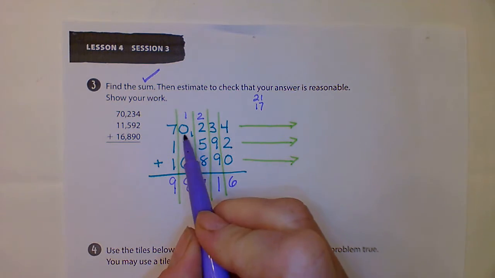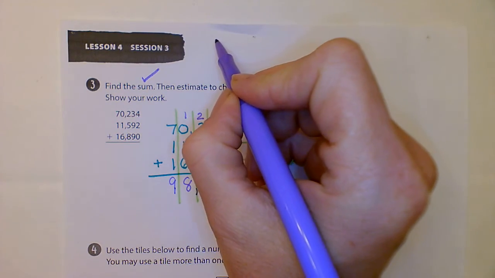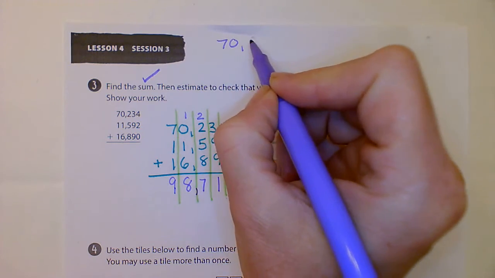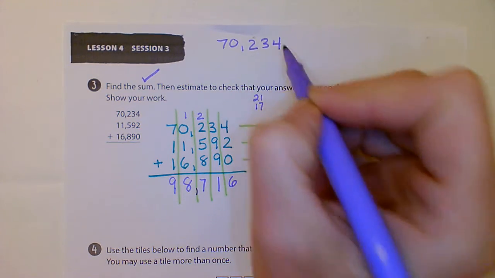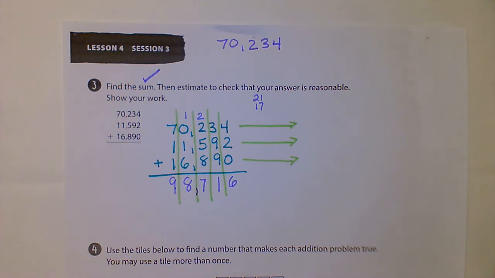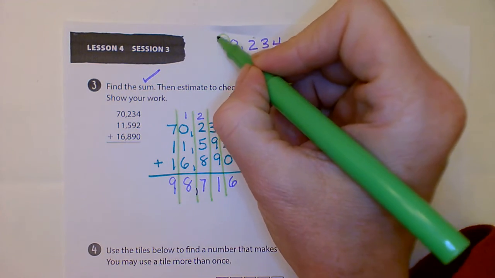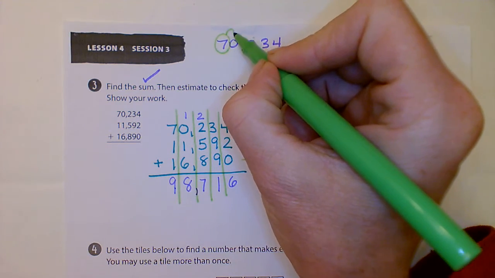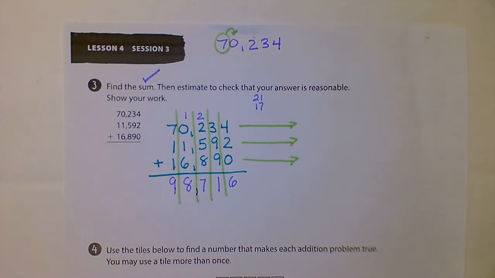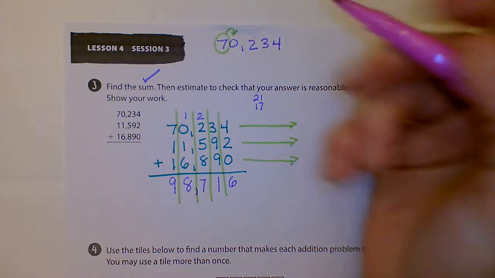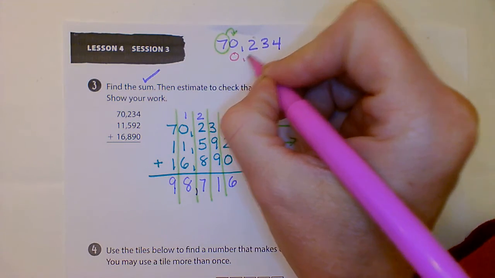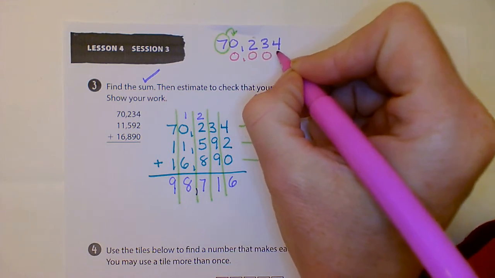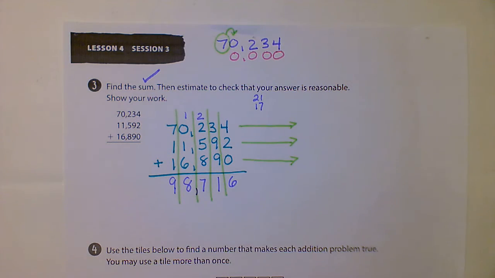So I'm going to start with 70,234. And if I want to round that to the nearest 10,000, I'm going to circle my 7 because it's in the 10,000s place. And then all the numbers to the right of that 7 are going to become zeros. So this will be a 0, this will be a 0, this will be a 0, and this will be a 0. All of those will be zeros.